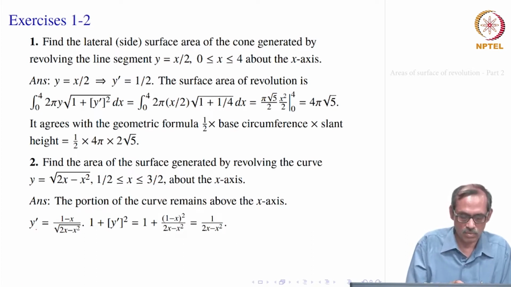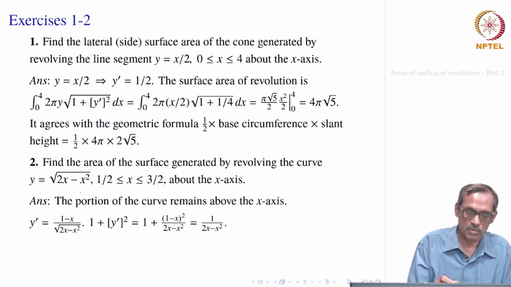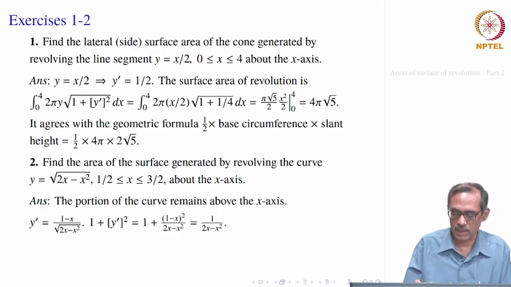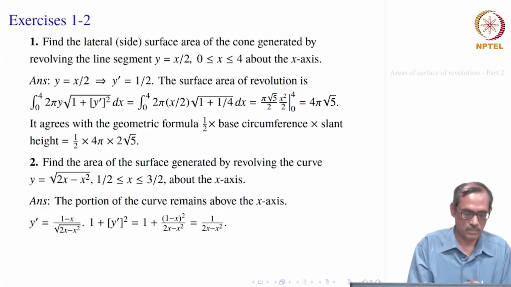Now we differentiate. So, y prime equals the derivative of square root of 2x minus x square. So, it is 1 divided by 2 square root of 2x minus x square, times the derivative of 2x minus x square with respect to x, which gives you 2 minus 2x. So, the 2 gets cancelled, and we get 1 minus x divided by square root of 2x minus x square. So, 1 plus y prime square is 1 plus (1 minus x) square divided by 2x minus x square, which simplifies to 1 divided by 2x minus x square.